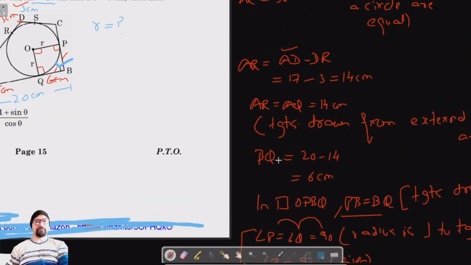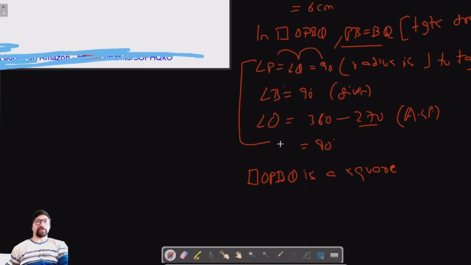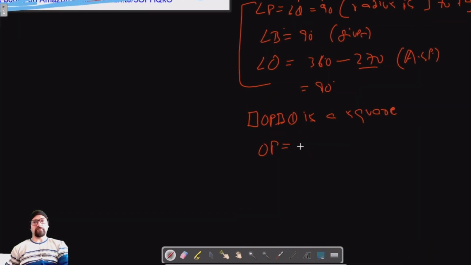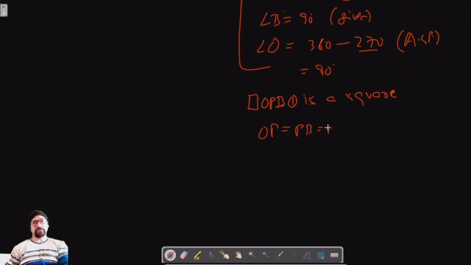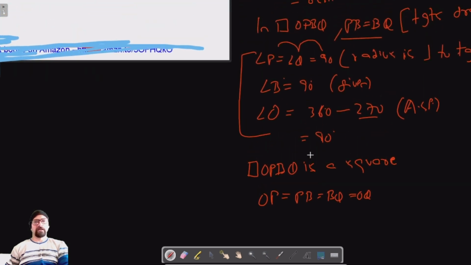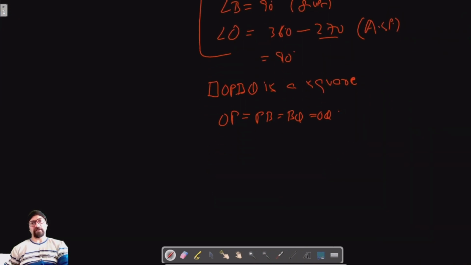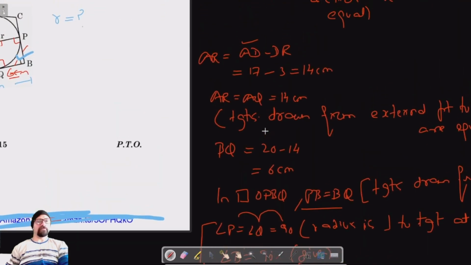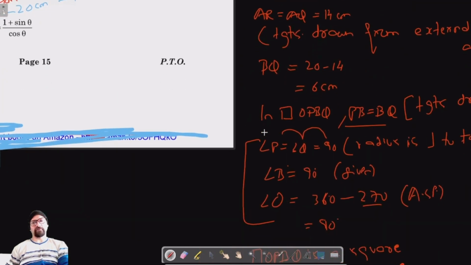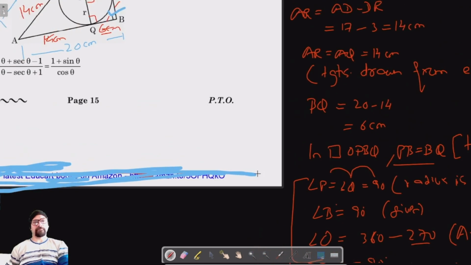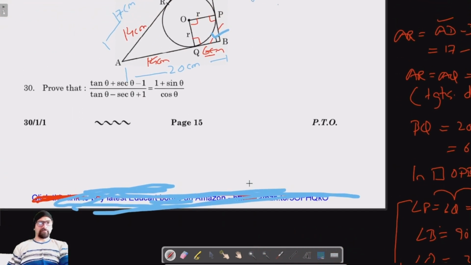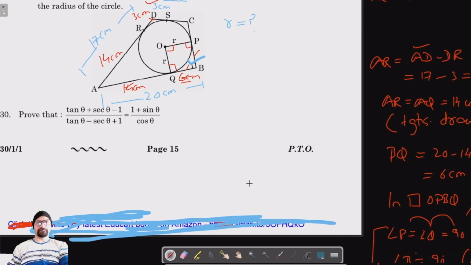And if it's a square, that means all of its sides are equal. So OP is equal to PB is equal to BQ is equal to OQ. All are equal, and we have BQ equal to 6. So all sides are 6 centimeters, and the radius is also equal to 6 centimeters, because two of these sides are the radius of the circle, OP and OQ. So the radius of the circle is 6 centimeters. And let's move on to question number 30.